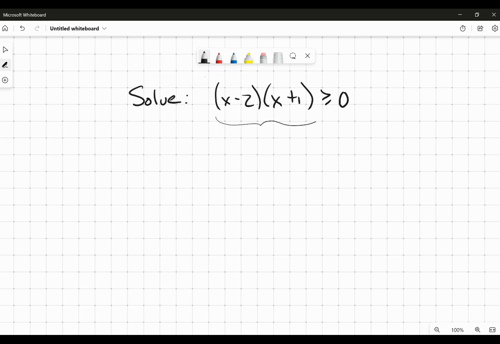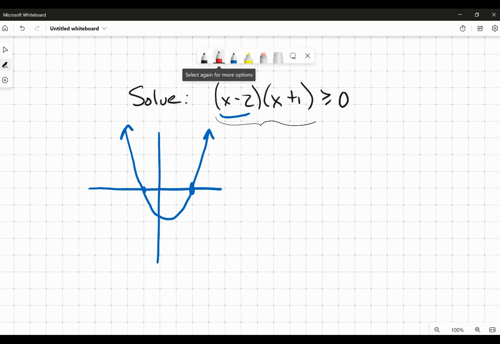This right here is a parabola, okay? It's a parabola that opens up with an x-intercept here at 2, because that's the x-intercept that the first factor is going to give us, and an x-intercept here at -1. So it's going to look something like this. And so now the question is, where is that parabola greater than or equal to 0?